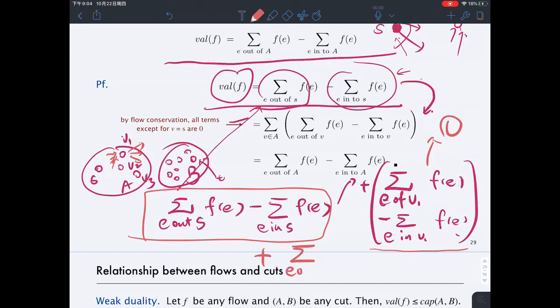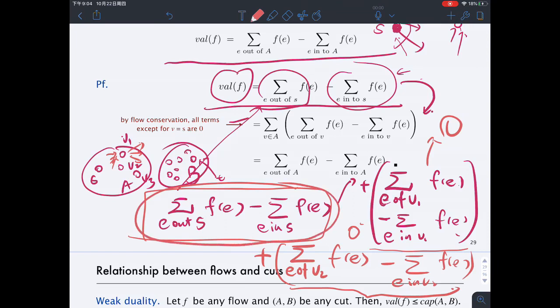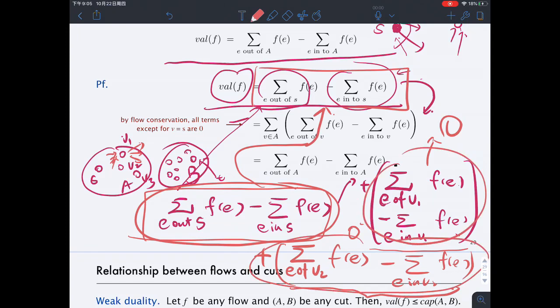I can similarly add the second term, like E out of V2, Fe minus E inside V2, Fe. I'm really adding a lot of dummy terms, and this is also 0. This term is equal to this term over here. In general, I can add all the V's inside A to this equation, because I'm just adding a lot of zeros to this term, and adding zeros doesn't change the solution.